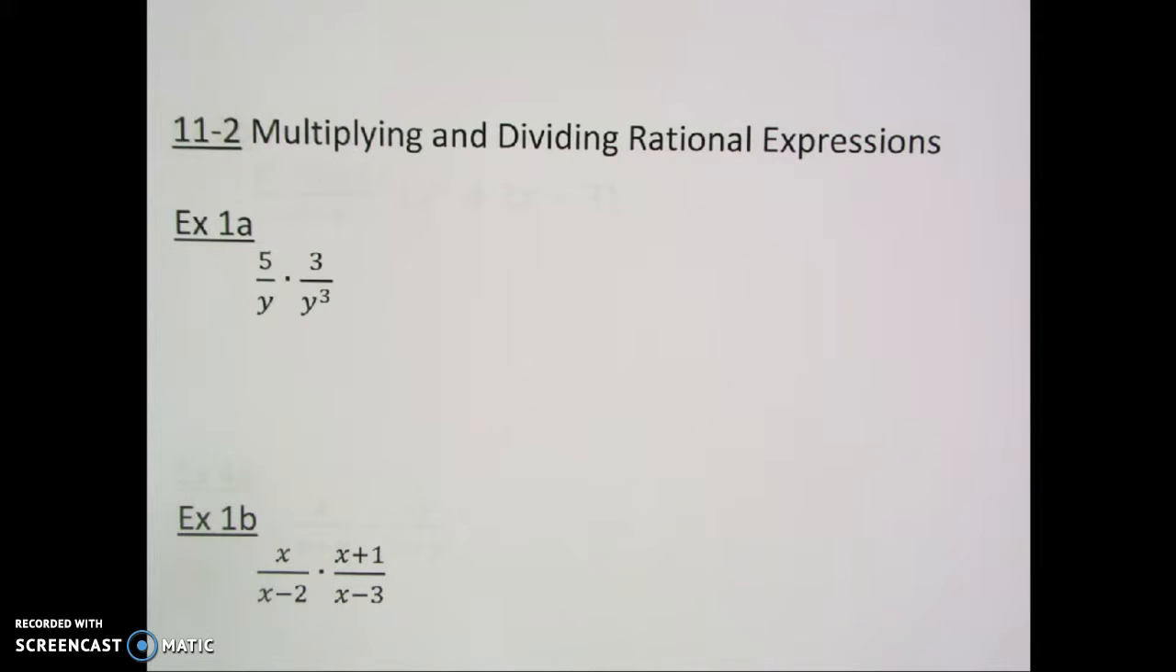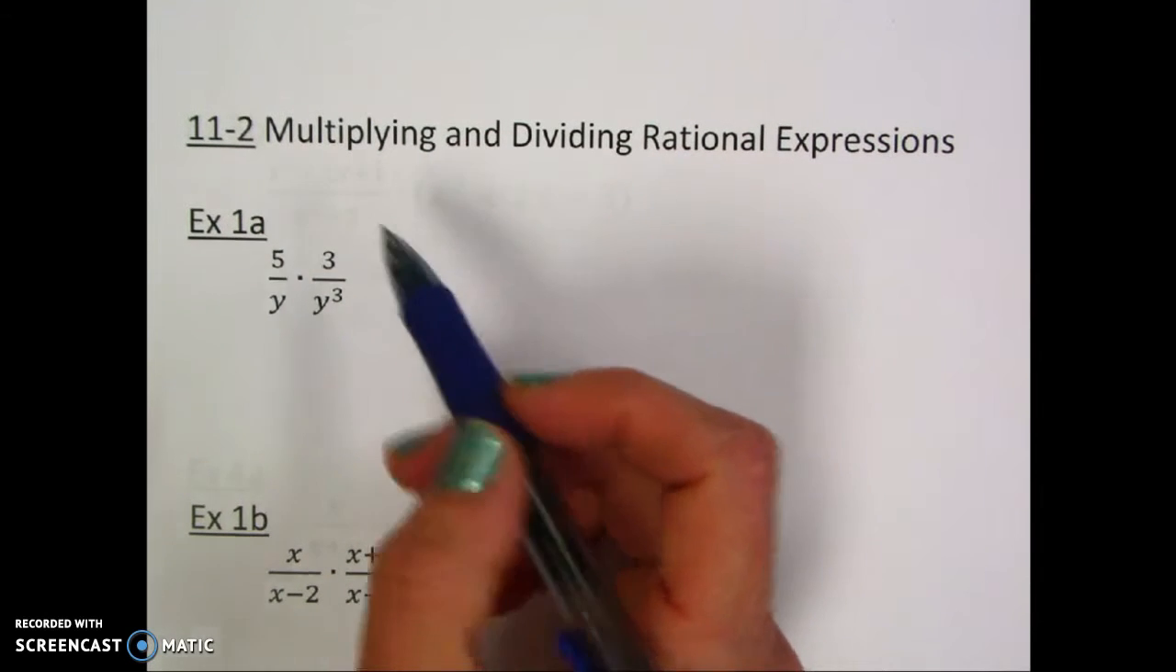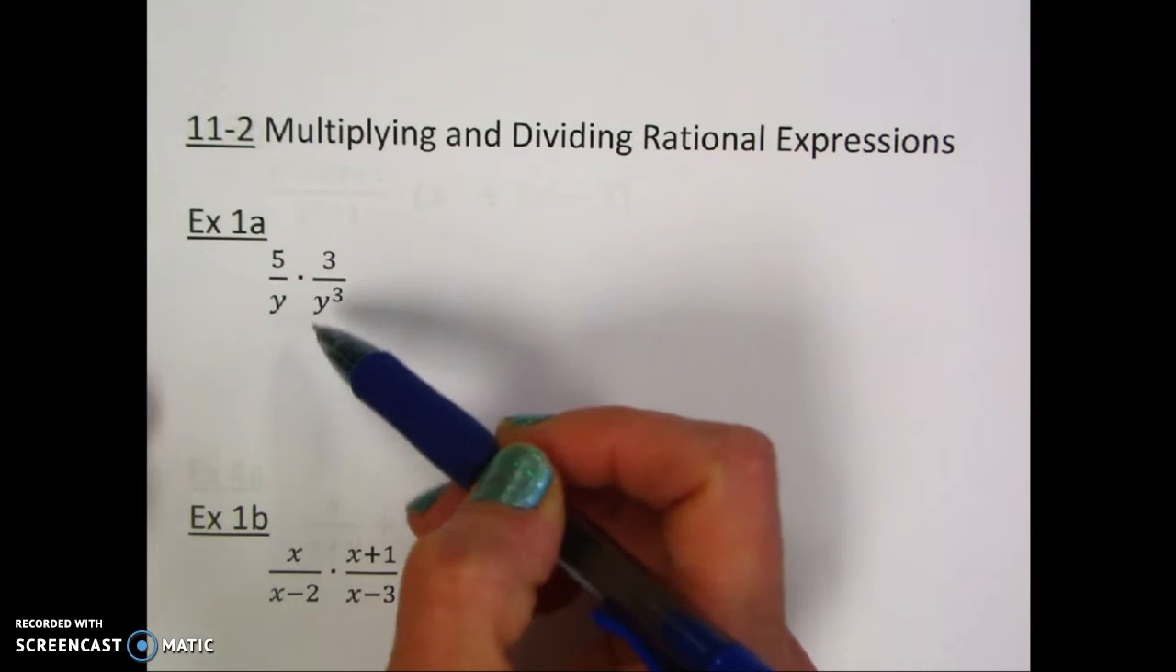Now we're going to do multiplying and dividing by rational expressions. So we have to remember what we did yesterday with factoring and reducing and simplifying rational expressions. We also have to remember back to how to multiply two rational expressions, fractions.